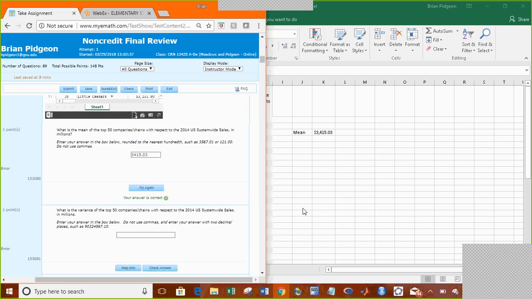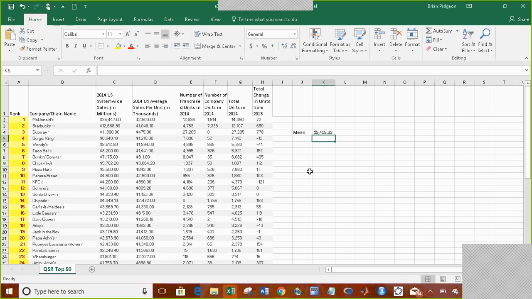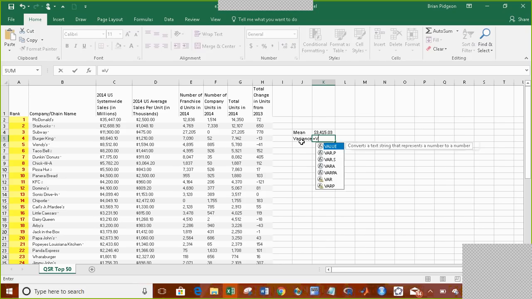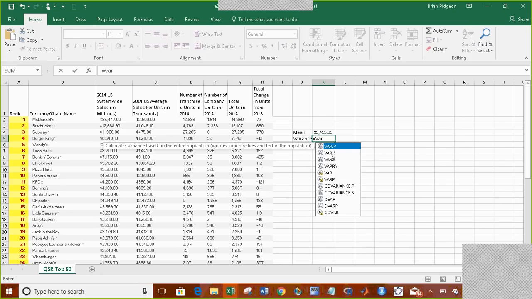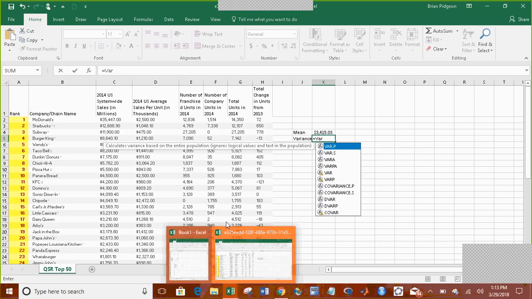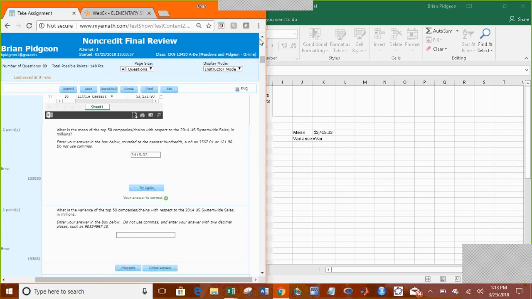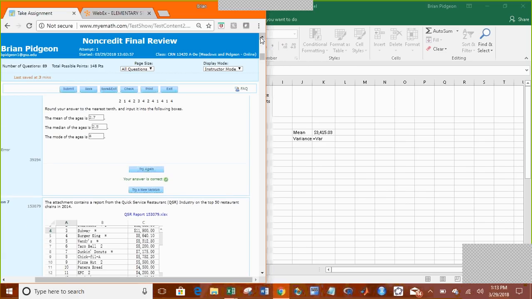What is the variance of the top 50? So we now go back to the data set. We want variance. So equal sign, this is the variance. So variance is VAR. Now in statistics, is this a sample? Let me just double check. Just all of them. Top 50 response rates. Okay.